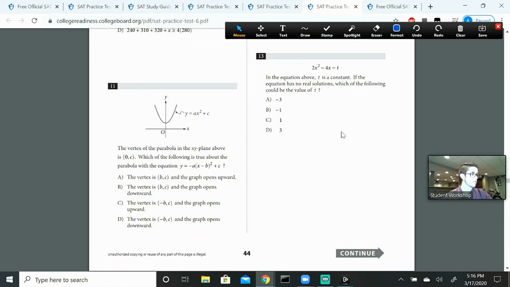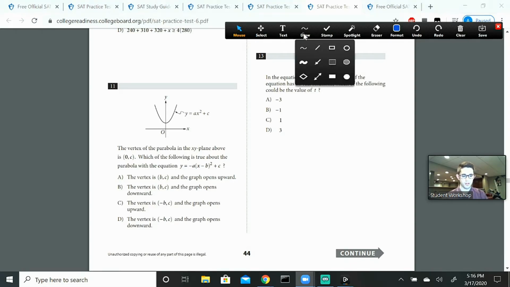All right, test number 6. We're going with number 13. All right, 2x squared minus 4x equals t. In the equation above, t is a constant. If the equation has no real solutions, which of the following could be the value of t?